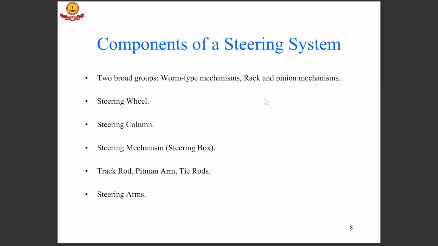So let's quickly go through components of a steering system. There are two broad groups: worm type mechanisms and rack and pinion mechanisms. There are following components like steering wheel, steering column, steering mechanism or box, track rod, pitman arm, and tie rods, and steering arm. So let's go through these one by one.